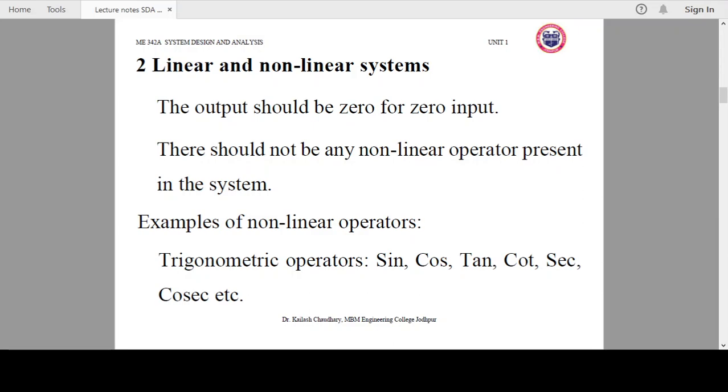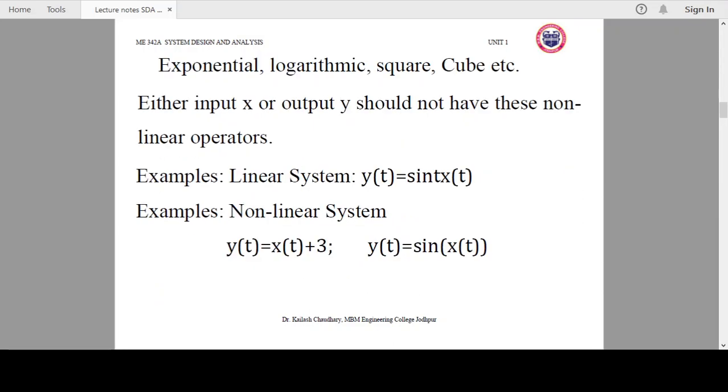Examples of non-linear operators are shown on the screen right now. Non-linear operators are trigonometric operators like sine, cos, tan, cot, sec, cosec. Similarly, exponential, logarithmic, and square, cube, all these are non-linear operators. In this case, either input x or output y should not have these non-linear operators. This is the condition for linear systems.